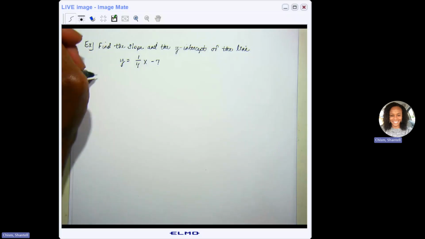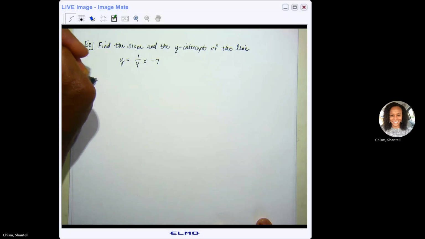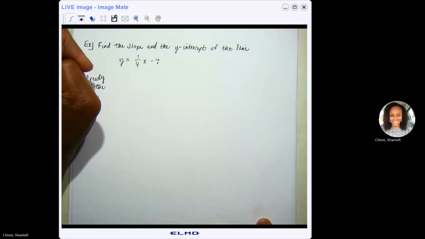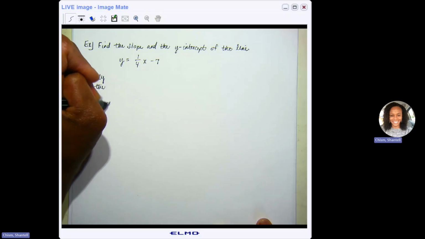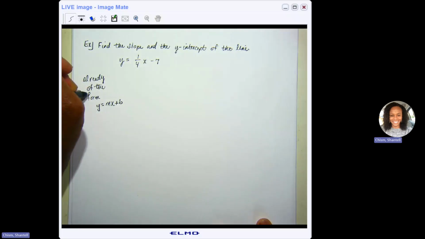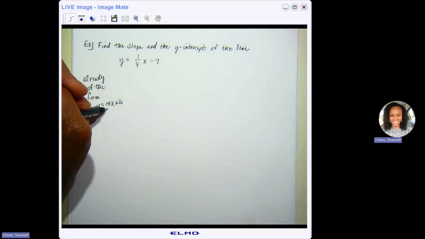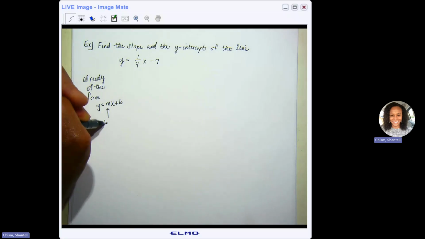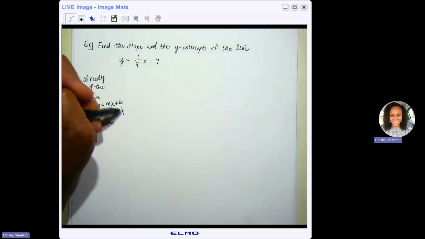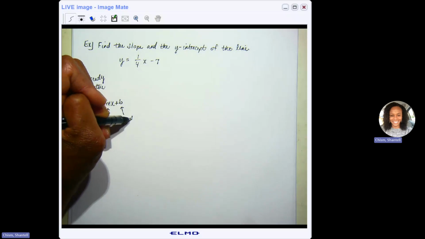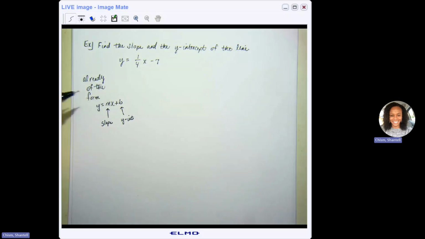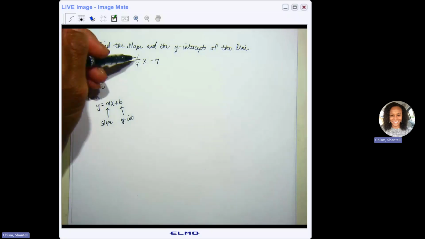So first off, this is already of the form y equals mx plus b. Okay? It's already of the form y equals mx plus b. That means m is the slope and b is the y-intercept. That's why it's called slope-intercept form. y equals mx plus b is slope-intercept form. So in this case, it's already of this form.